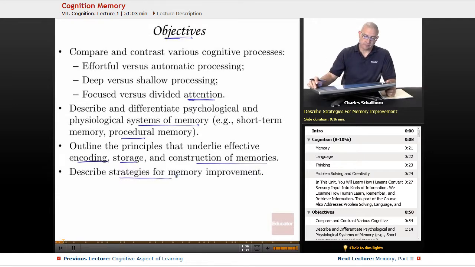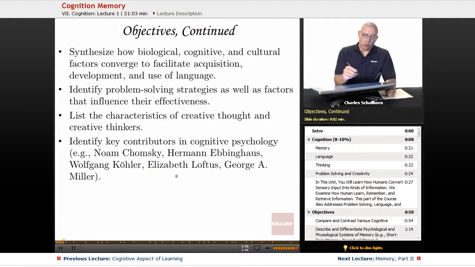We're also going to be looking at biology, cognition, and cultural factors, and how that helps and hurts with language acquisition, development, and use of the words in the language that we have. We're going to be looking at problem-solving strategies, creative thought and creative thinkers, and some of the names that you're going to need to know: Noam Chomsky, Hermann Ebbinghaus, Wolfgang Kohler, Elizabeth Loftus, and George A. Miller.